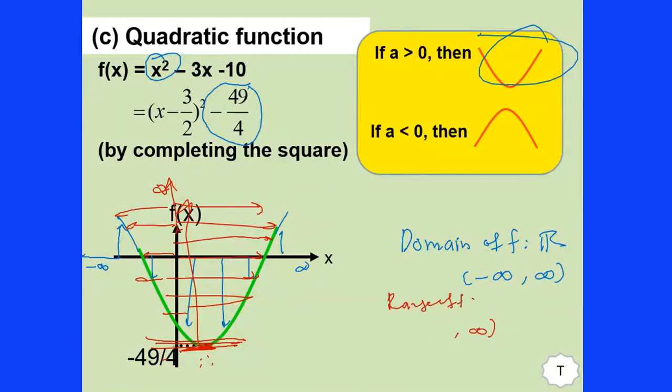Okay, so starting sini tak tahu. We need to complete the square. Dapat negative 49/4. So when substitute for negative 49/4 ni dapat 0. Included. Starting from negative 49/4 up to infinity. This is range. Okay, settle.